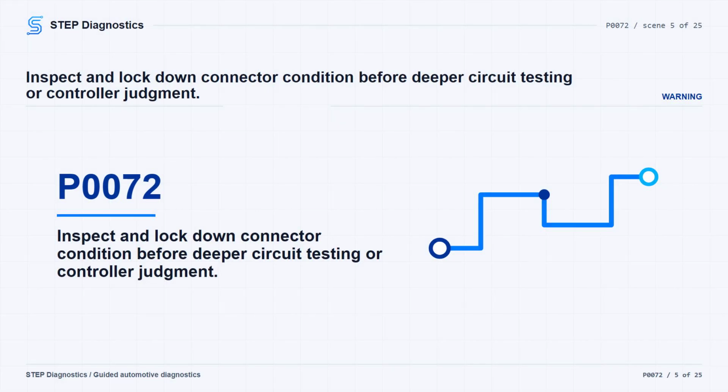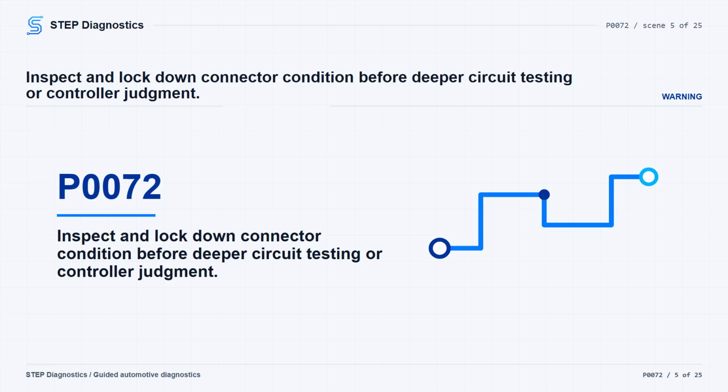Next, go straight to the component connector condition. Make sure the ambient temperature sensor connector is fully seated and locked before unplugging it. Then disconnect it and inspect for water intrusion, pushed-out terminals, damaged terminals, corrosion, burn marks, or spread terminals. Keep that same mindset through the rest of the diagnosis.